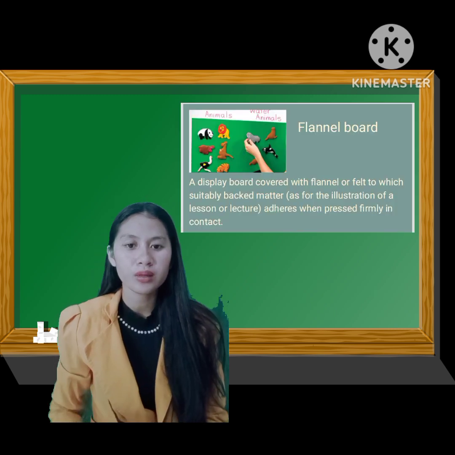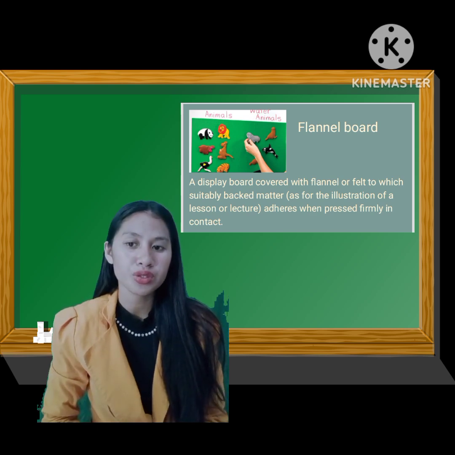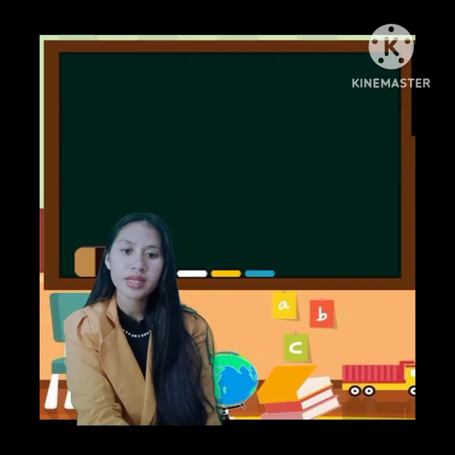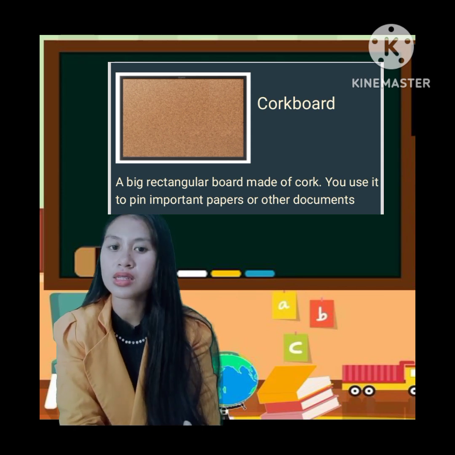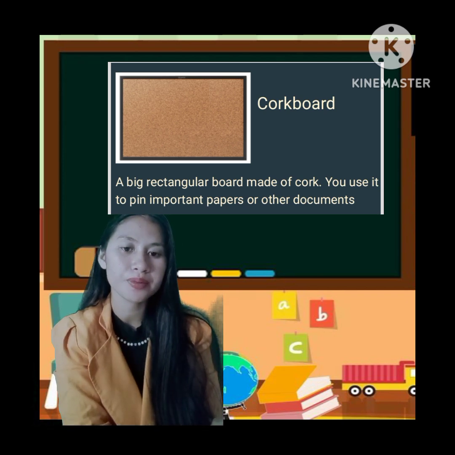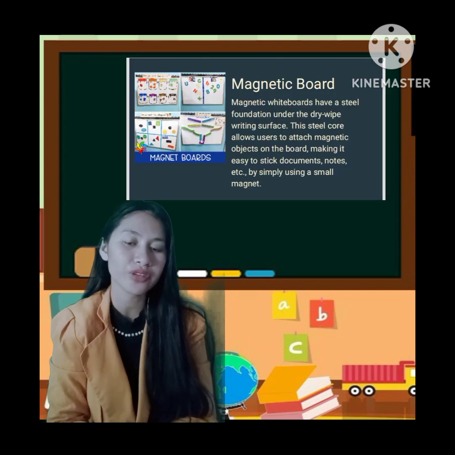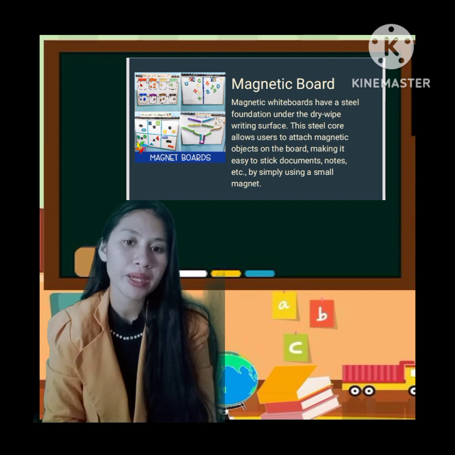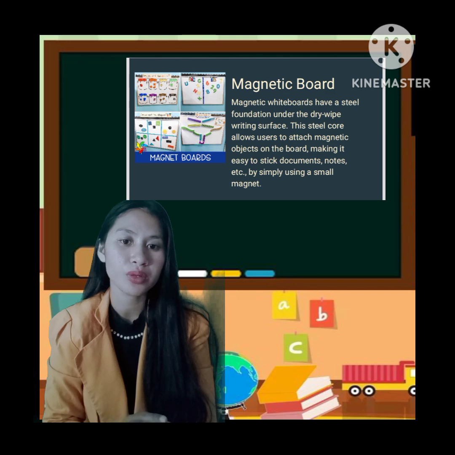Next, we have the flannel board. Flannel boards are used as an illustration to the teacher's lectures or discussion. Next, we have the cork board, made from cork, and it is usually used to pin some papers and some important documents. Magnetic board is a kind of display surface where we can easily stick some important papers, documents, or notes simply by using a small magnet.